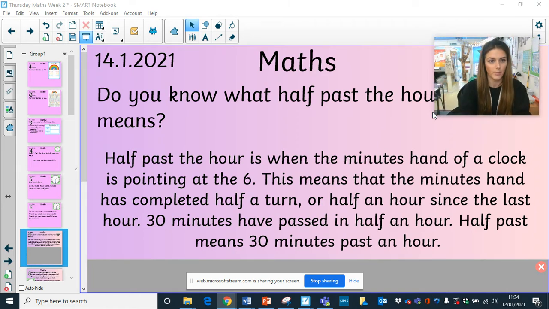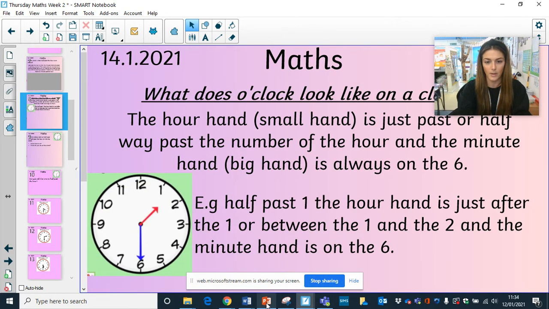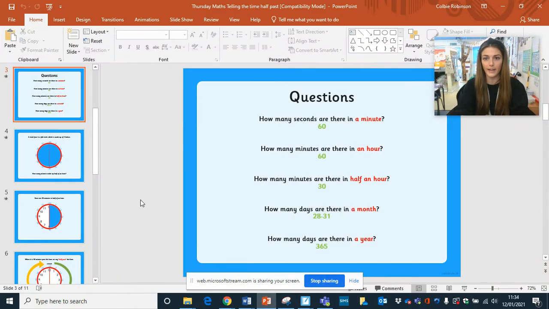So I'm just going to move over to another PowerPoint now to discuss that a bit further. Bear with me. So here, there's some slides. I'll add these on as well if you can access those. It's just some questions about how many seconds there are in a minute to support you with this learning, how many minutes there are in an hour, how many minutes are there in half an hour, how many days there are in a month, and how many days there are in a year. So that's all linked to time, okay?